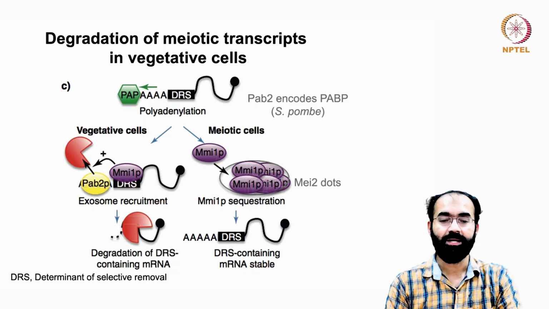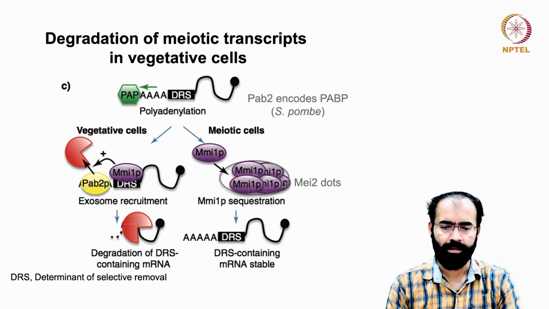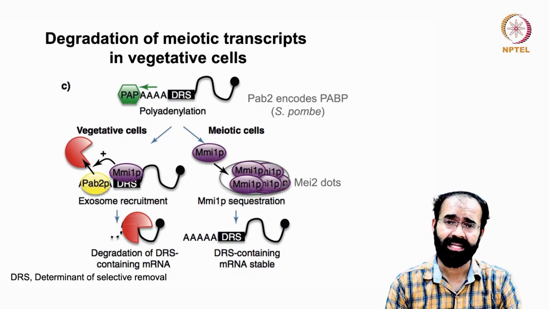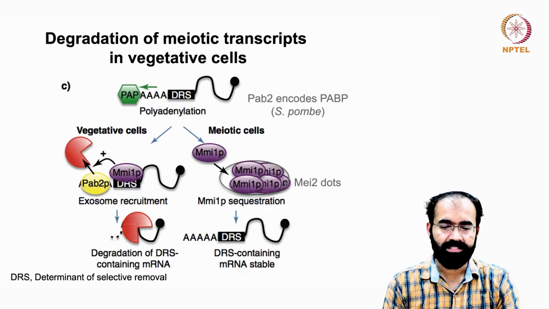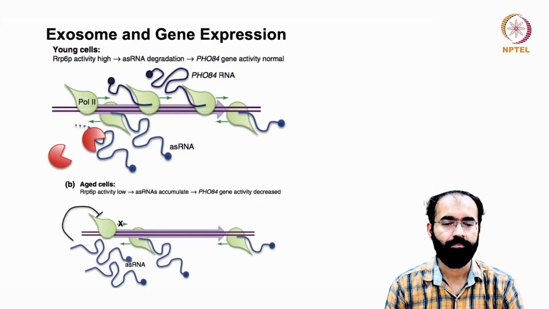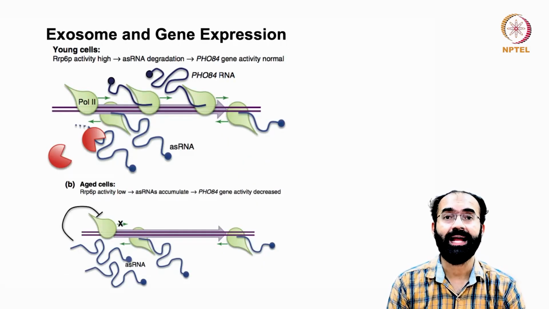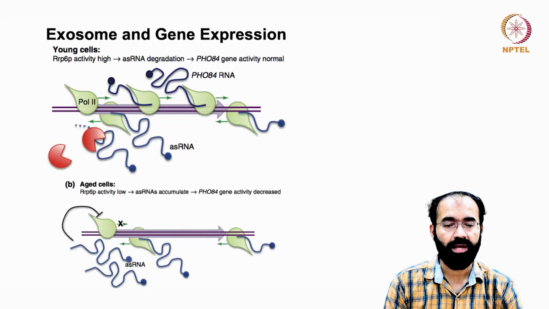So something similar you have seen in the case of this MMI1P in the shifting of vegetative and the meiotic phases. Now let us see another example, that is exosome and gene expression. How exosomes will influence the gene expression.